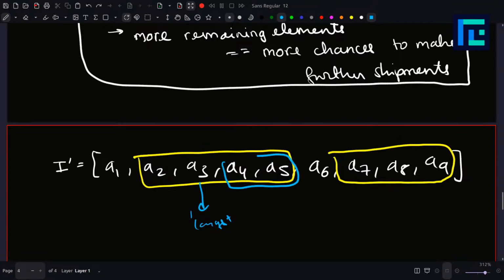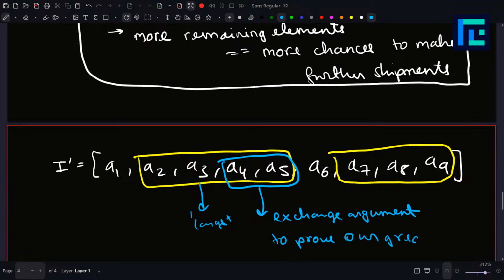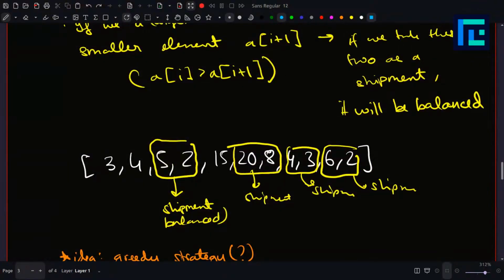Our shipment could have been simply A4 and A5. So using this argument, we can always show, with an exchange argument to prove our greedy, that if you have any optimal solution with a bunch of subarrays, we can always change the subarrays to form subarrays of exactly size 2. So by always picking size 2 subarrays of shipments first, we can show that the optimal solution will never be anything better than this, right?